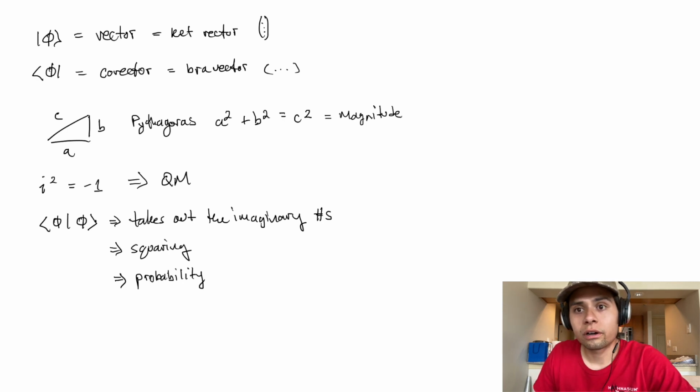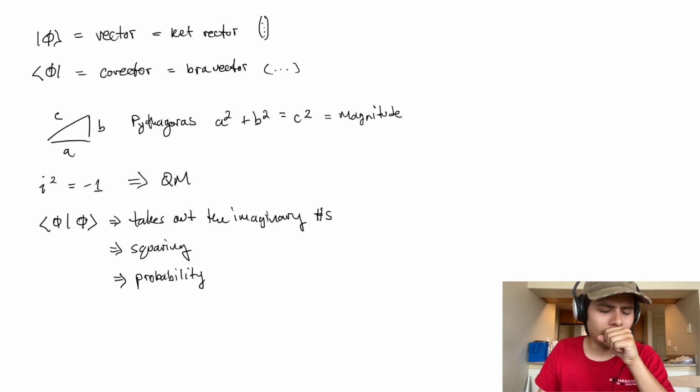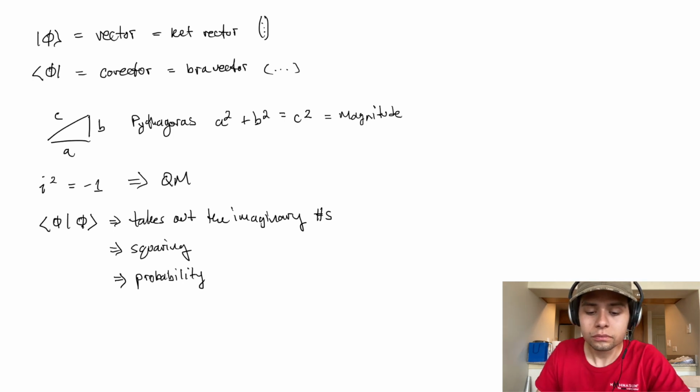When we square a state that consists of the i in it, we are basically siphoning out those i's. That's the same thing as squaring, and in quantum mechanics that gives us a probability. Again, this is all very basic stuff. I haven't really actually dived into the book yet.